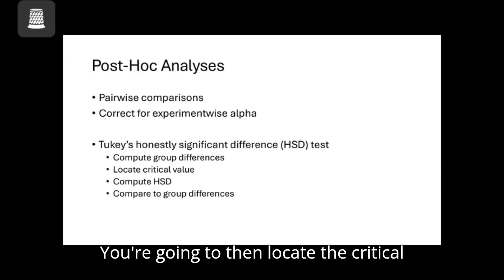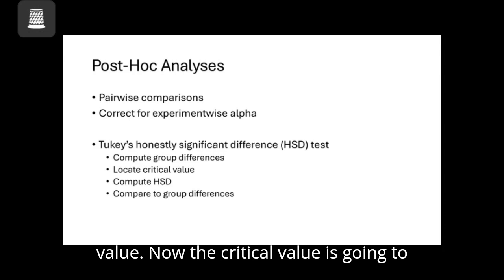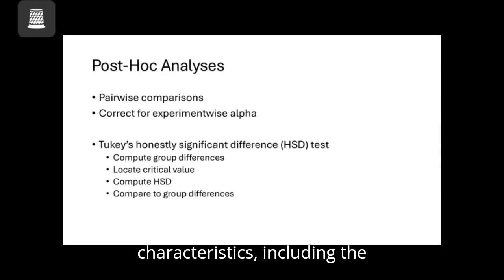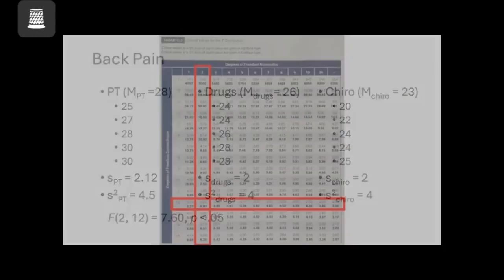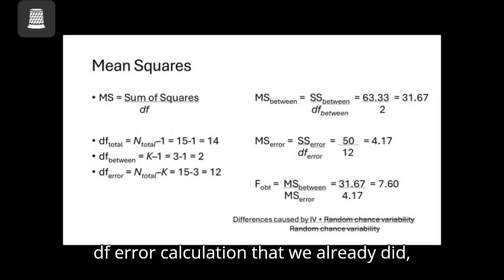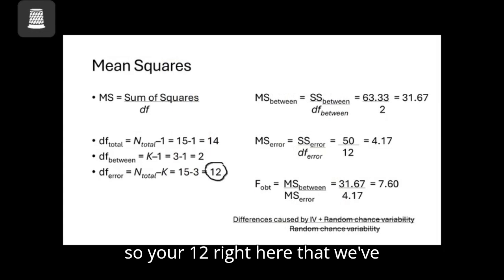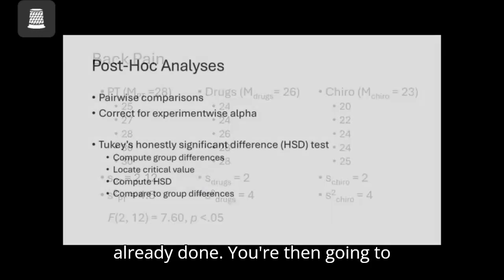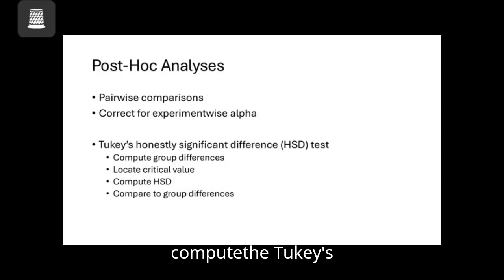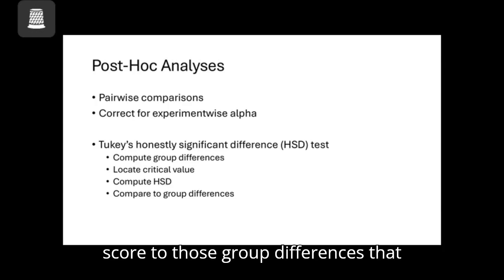You're going to then locate the critical value. Now, the critical value is going to be dependent on a couple of different characteristics, including the N for your samples and the degrees of freedom for your error. So that DF error calculation that we already did. So your 12 right here that we've already done. You're then going to compute the Tukey's HSD value, and then you're going to compare your computed score to those group differences that you calculated.